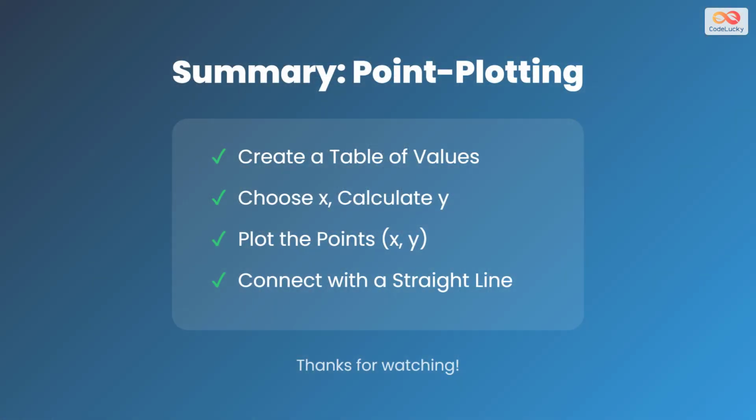To recap, graphing by point plotting involves 4 main steps. Create a table of values, calculate y for your chosen x values, plot those coordinate pairs, and connect them with a straight line. With practice, this will become second nature.